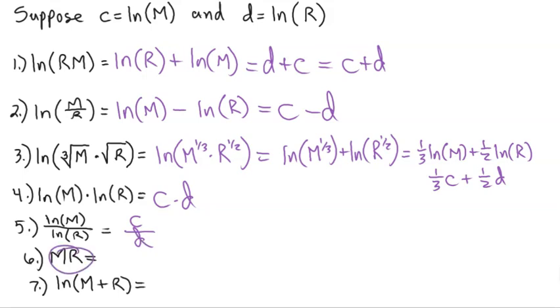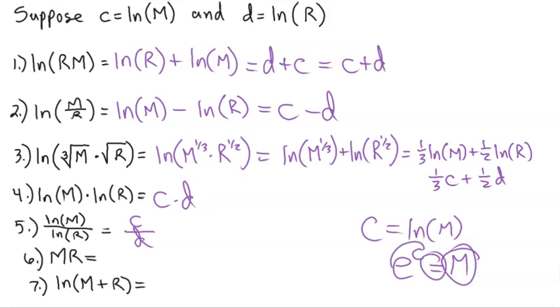Now to find m times r, there's no logarithm here, and so it's going to be difficult. We can't use properties of logarithms, but I can tell you this. Since c is equal to the natural log of m, I can rearrange this. I can do e to the power of c equals m. I can convert this into an exponential. This is the same thing as e to the c power is equal to m. So m is equal to e to the c power. So I'm just going to put e to the power of c.